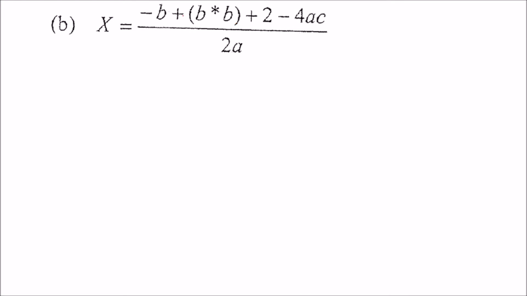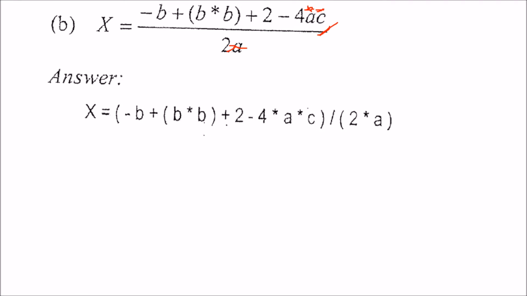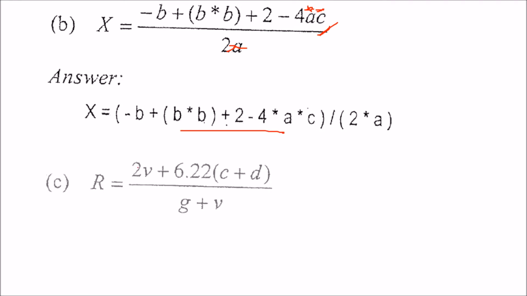Again here, minus b plus b square plus 2 in minus 4 into star. Here also star, and this is the division sign. Now you can put the bracket as per your convenience, which you want to do first. Here also you have to put a star for multiplication. Then this can be converted to division signs and give it a bracket. So this is how it is done.